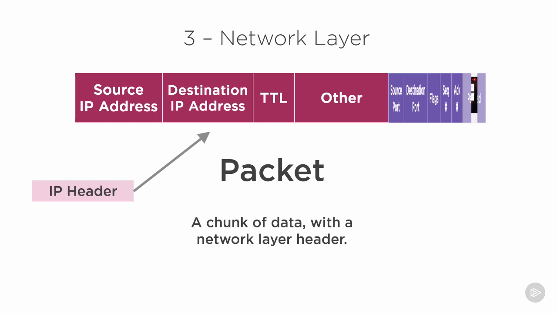So we'll take a deep look at TTL later on. The other piece here is the other field of our packet header, and that's simply protocol information that makes IP work. It's not really critical to understanding how data networks work. Next, we're going to go down to the data link layer.